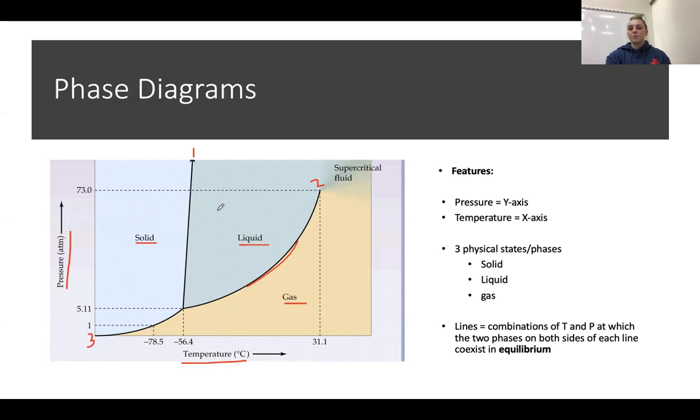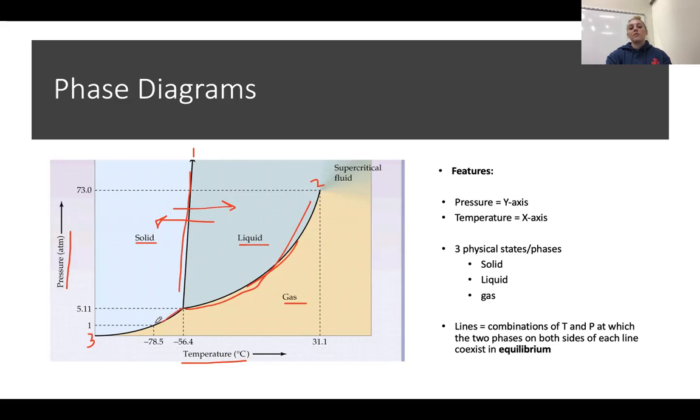So for example, this line right here is separating your solids from your liquids, and that represents either melting or freezing. Obviously, if you're going from a solid to a liquid, that's going to be melting. If you're going this direction from a liquid to a solid, that's freezing. Same thing with this line, it's separating your liquids and your gases. And so that's going to represent either boiling or condensation. Again, depends on the direction you're going and the pressure and temperature.